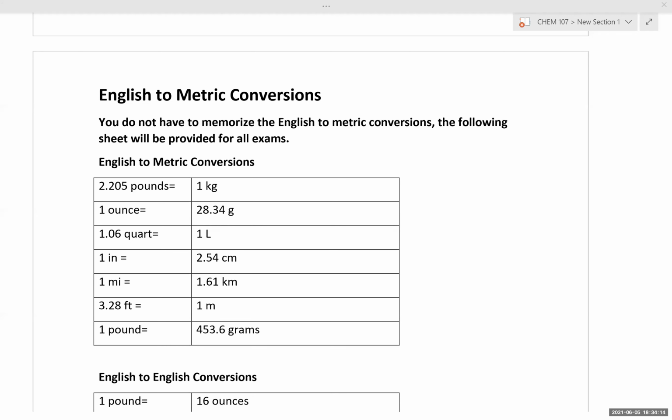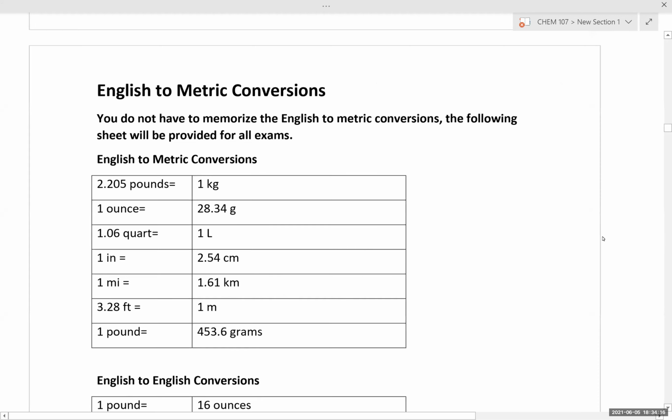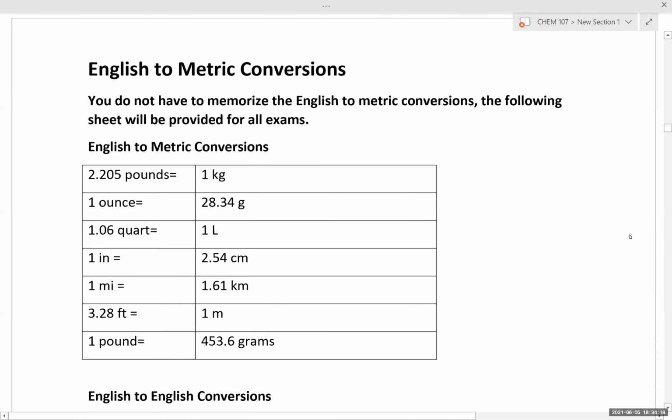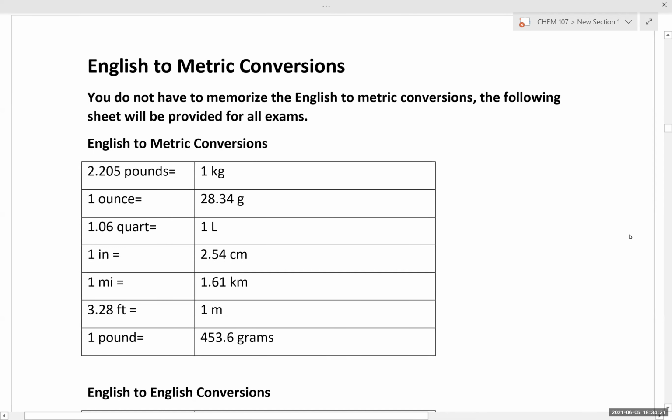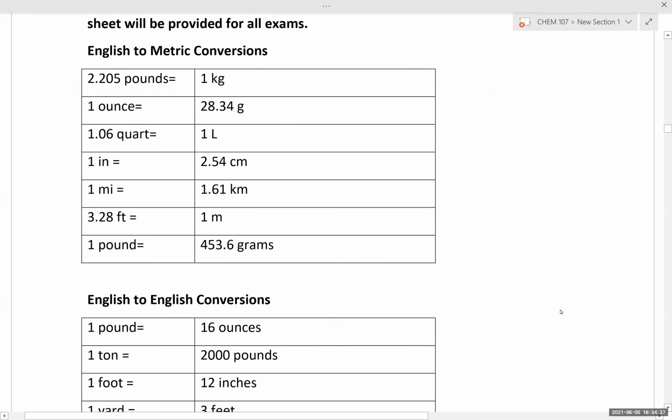So continuing on with our discussion of unit conversions, we're now going to talk about English to metric and English to English conversions. You'll be provided all of these conversion factors on an exam, but your main goal is to be able to apply these conversion factors to complete English to metric and English to English conversions.